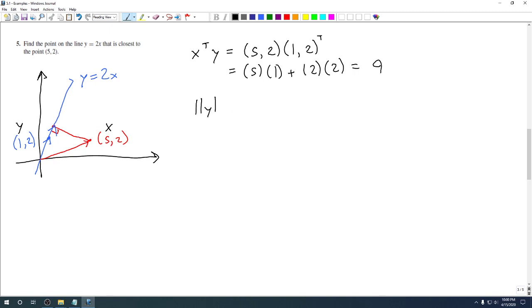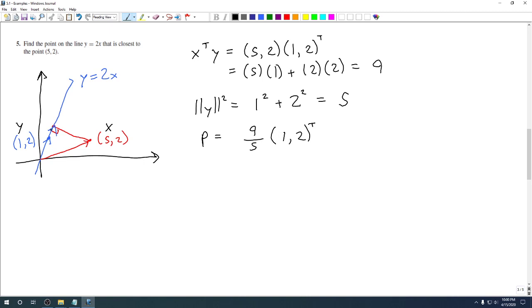We need the magnitude of y squared. Y is (1, 2), so we have 1 squared plus 2 squared. 1 plus 4 gives us a 5. So finally, our projection is going to be 9 over 5 times y, and y is (1, 2) transpose. So this is our vector.